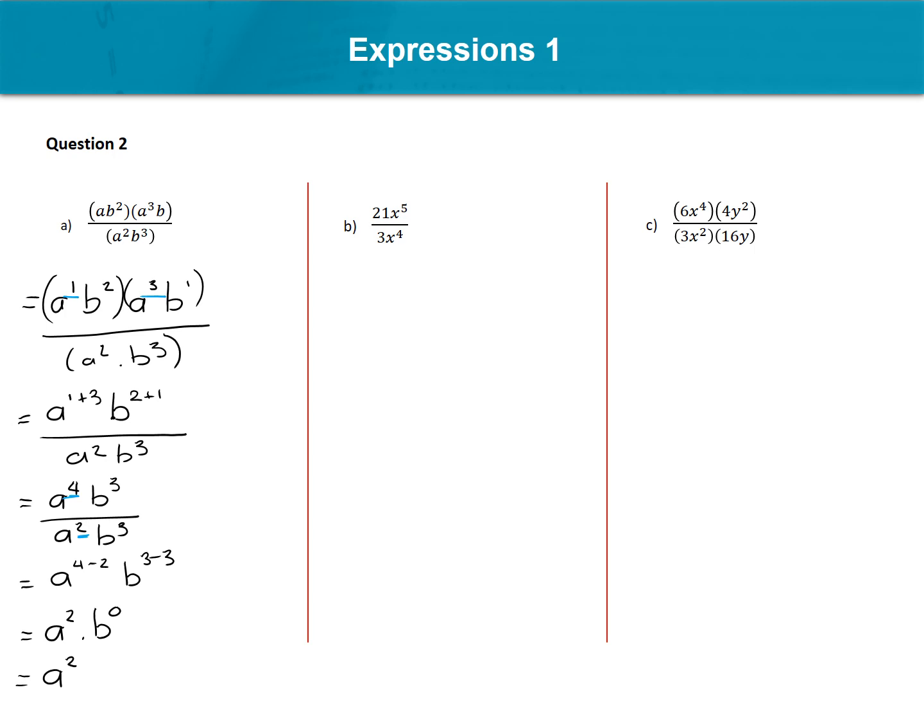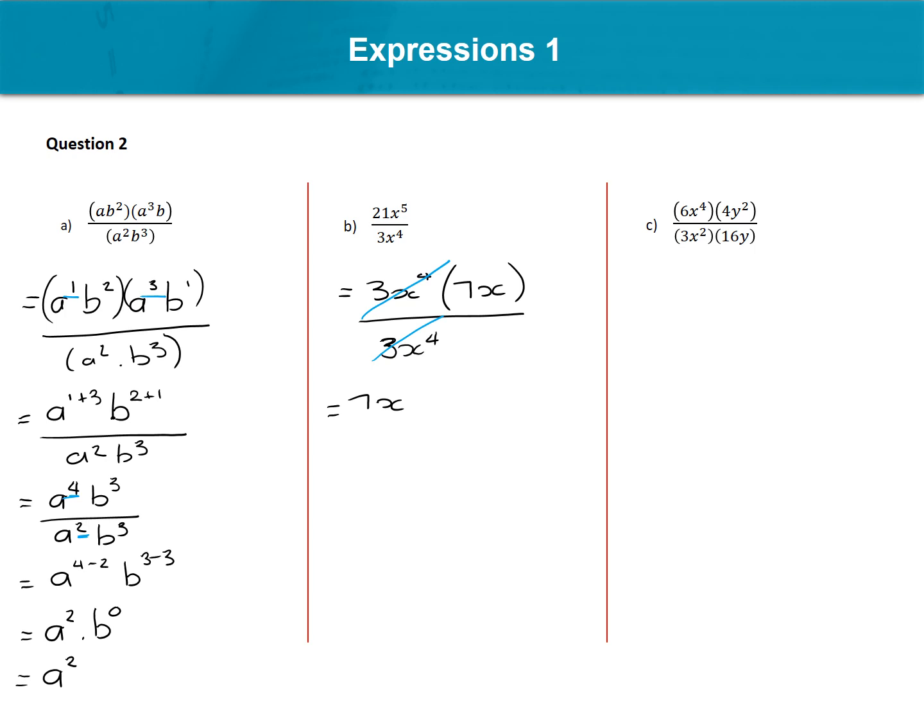So let's look at b. b is 21 x to the 5 all over 3 x to the 4. The first thing that we can do is see that we have a common 3x to the 4. If we break it down, we have 3x to the 4, and to get 21x to the 5 you would multiply it by 7x, and then you have it all over 3x to the 4, which means these cancel and you're left with 7x.